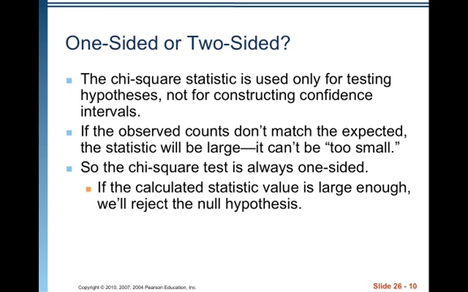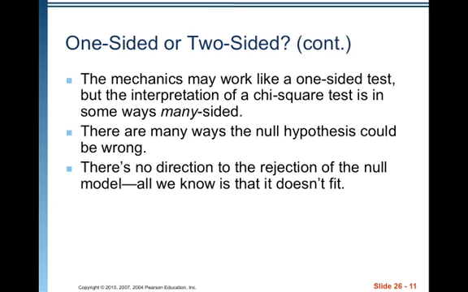The Chi-Sq test statistic is used only for testing hypotheses, not for constructing confidence intervals. If the observed counts don't match the expected, the statistic will be large. It can't be too small. So the Chi-Sq test is always one-sided. If the calculated statistic value is large enough, we'll reject the null hypothesis.